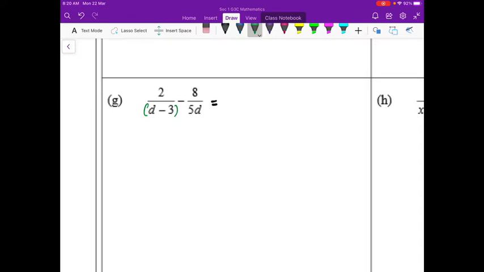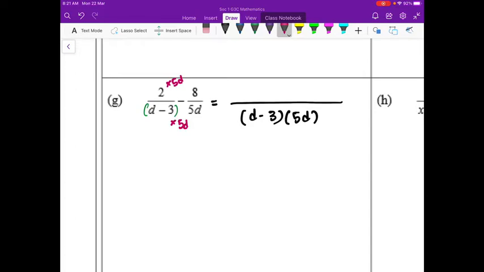The LCM will therefore be d minus 3 times 5d. So this is what we are expecting: d minus 3 times 5d as our denominator. In order to get this denominator, the first fraction's denominator must multiply by 5d. So in our numerator, multiply by 5d. Whether you draw a bracket around the 2 or not doesn't matter, because it is just one term.